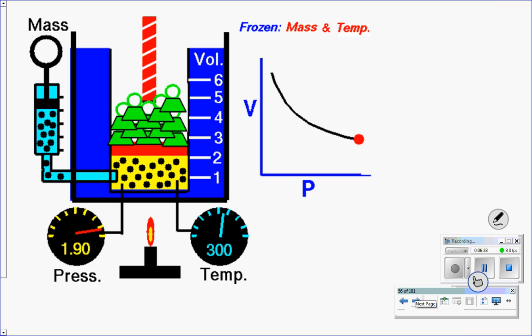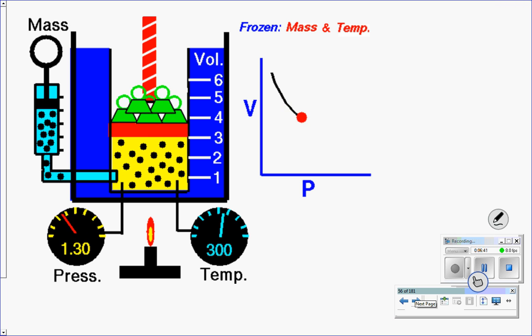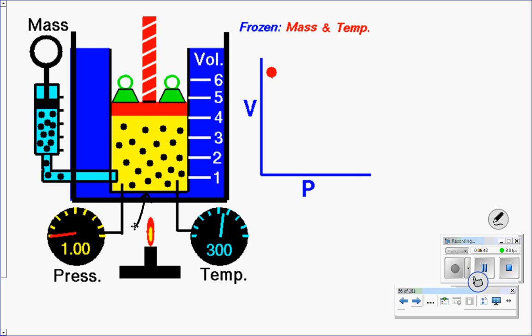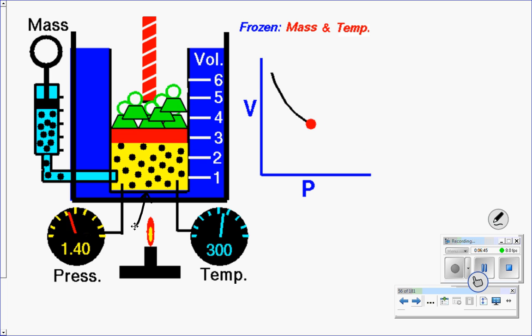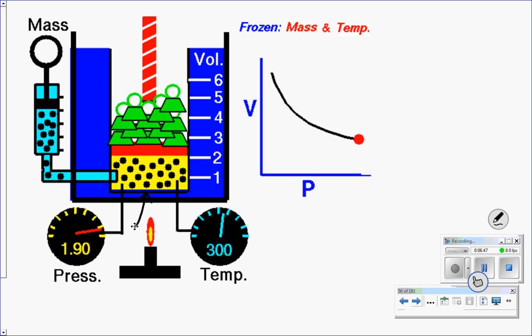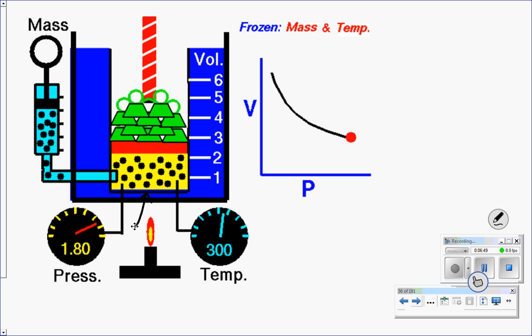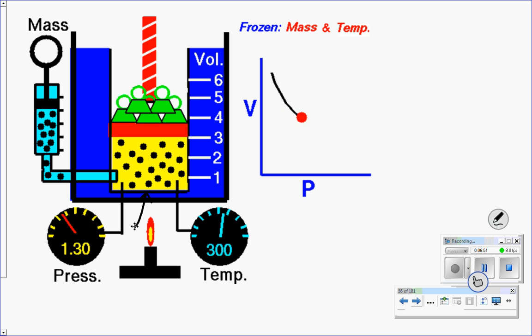So a nifty little way of looking at this: if you look at these gas particles right in here, where they look more crowded when you're at that smaller volume is when you're seeing higher pressure. As that volume shrinks, that pressure goes up.